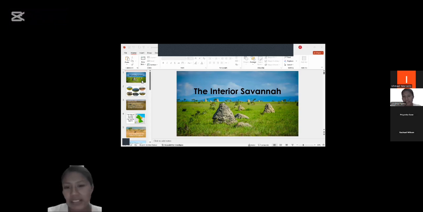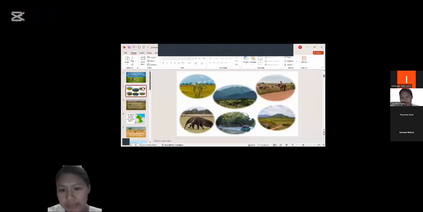Okay, so today we are going to be exploring the interior savannah virtually, right? So here on the slide, I would like you to look at these 6 pictures that I have. Carefully observe these pictures, and I want you to tell me what message you think these pictures are saying about the interior savannah. Take your time, observe them carefully, and then you'll give me feedback.